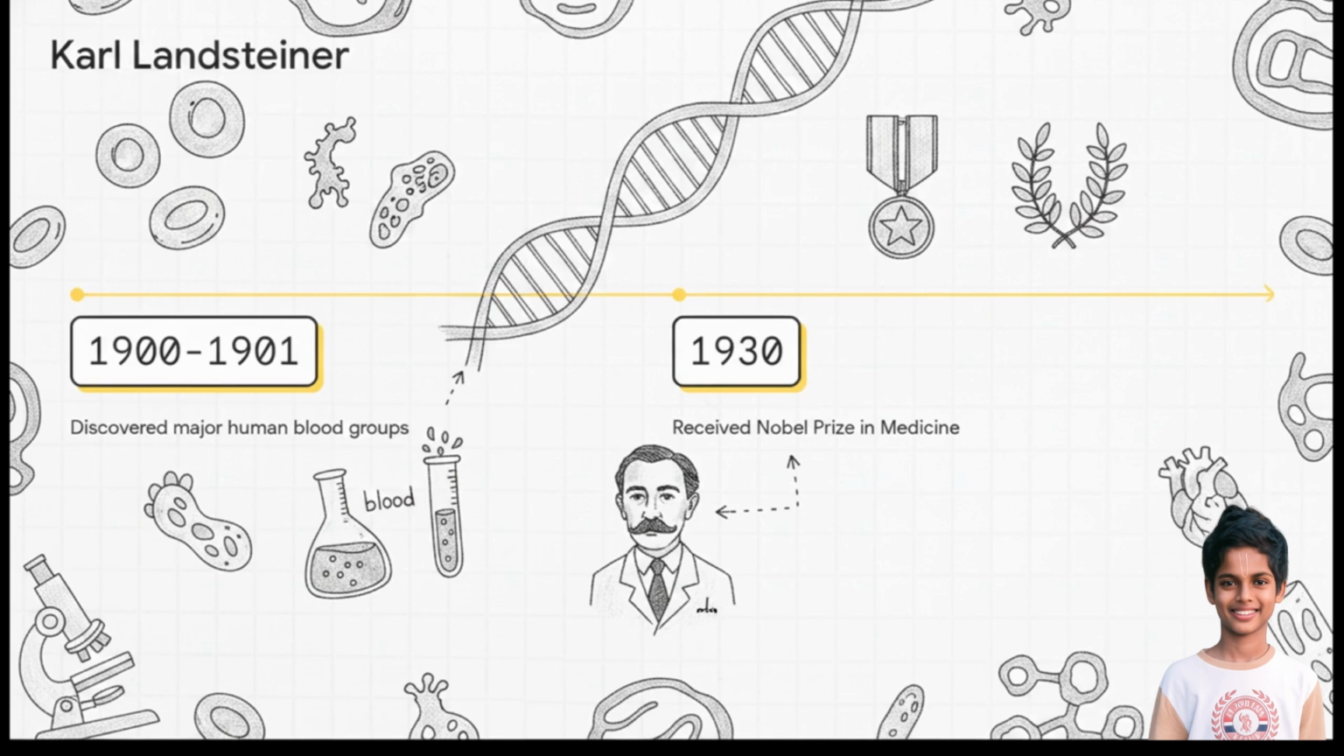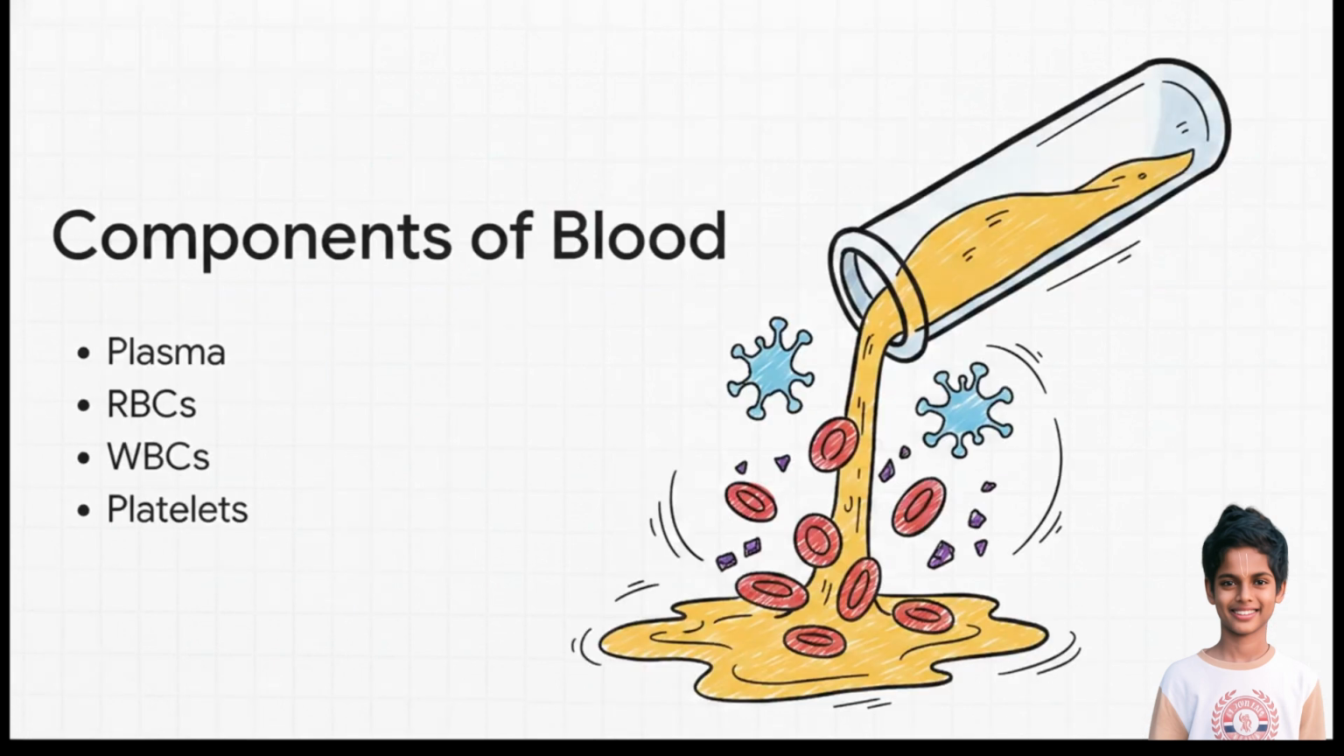And for this life-saving discovery, he received the Nobel Prize in Physiology or Medicine in 1930. He is a true inspiration, Beta. So what exactly is inside this blood that Carl Landsteiner studied so closely?